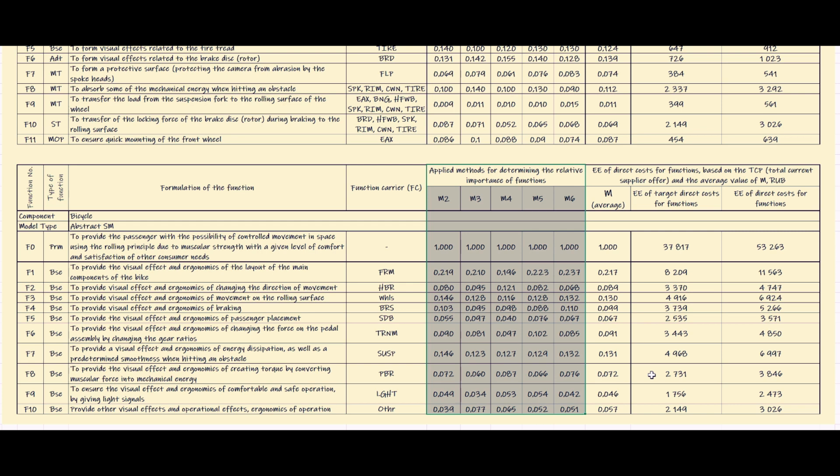Respectively, the heading of the column block, applied methods for determining the relative significance of functions for the abstract functional model of a bicycle and its aggregates, will contain the designation of various techniques from M1 to M15. Since I use about 15 techniques in my practice, which in my opinion is quite sufficient to cover the entire range of degrees of abstraction of functional models.